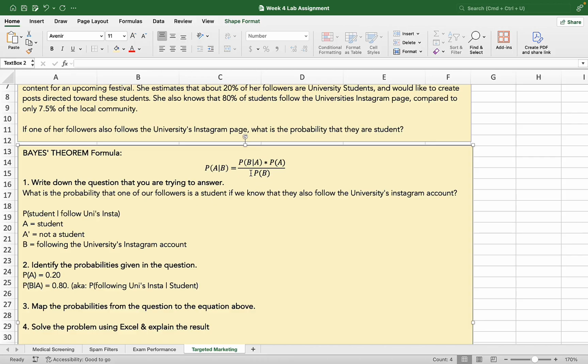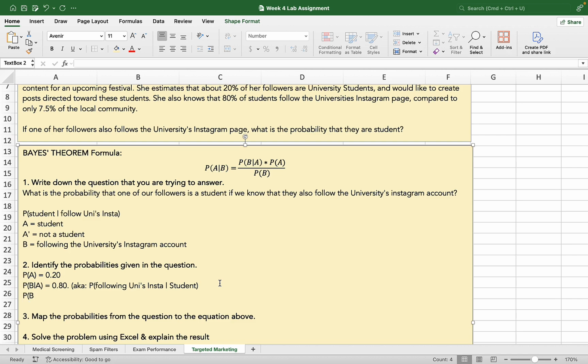However, in the denominator, we need the probability of B. We need the probability that any one of our followers follows the university's Instagram account, and we don't know what that is. We know that the probability of B for non-students, the community members, the probability of following the university's Instagram for community members is 0.075. So we're pretty close already to being able to solve this equation.